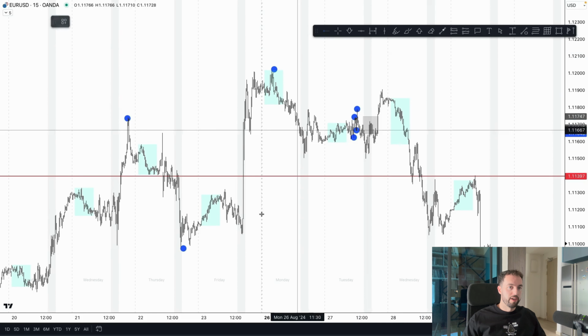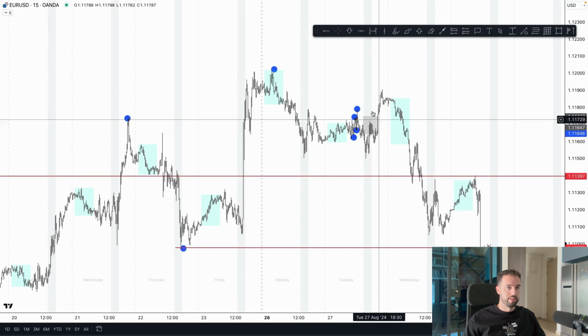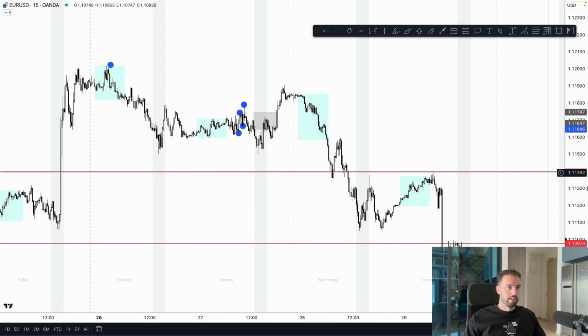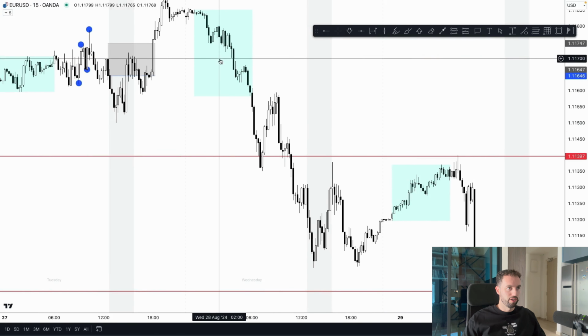The first target is always going to be the low in the fractal, and if we end up continuing through the low, then we always know that we can just continue selling with that intention. So then we move into Wednesday. Now on Wednesday, again, we have a very clear direction.